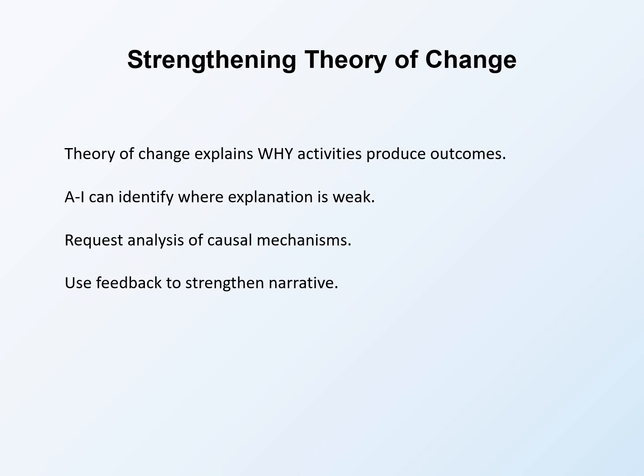A strong theory of change does not just assert that mentoring improves outcomes, it explains the mechanism. Perhaps mentoring provides consistent adult support that builds self-efficacy, which increases persistence in school, which improves academic outcomes. AI can help you identify where you are making assertions without explanation and prompt you to develop the underlying reasoning that makes your theory compelling.